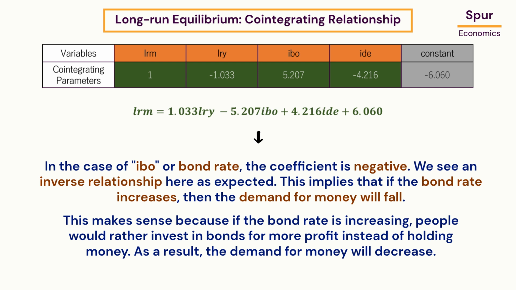In the case of IBO or bond rate, the coefficient is negative. We see an inverse relationship here as expected. This implies that if the bond rate increases, then the demand for money will fall. This makes sense because if the bond rate is increasing, people would rather invest in bonds for more profit instead of holding money. As a result, the demand for money will decrease.